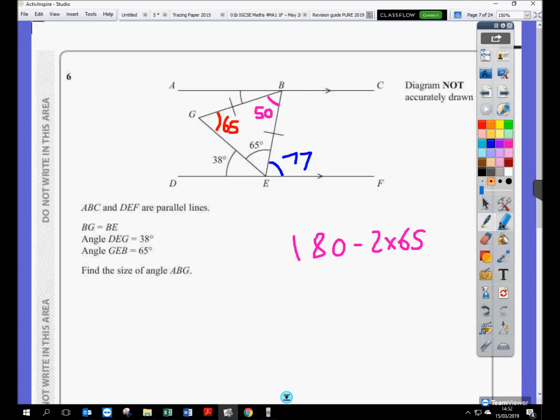And then we can spot that there's a Z, or alternate angle. So if we just go over that, Z there, alternate angles. And that means this one here is the same as this one up here. So now we know that all of this must be 77. And if part of it is 50, the other part must be 27, because they have to equal 77. So the answer to the question is 27 degrees.